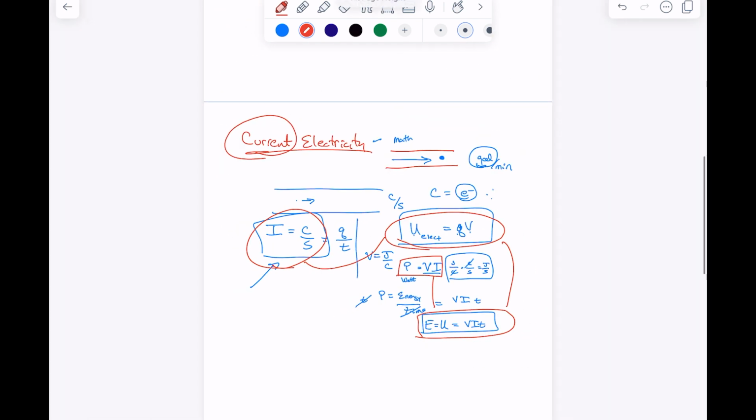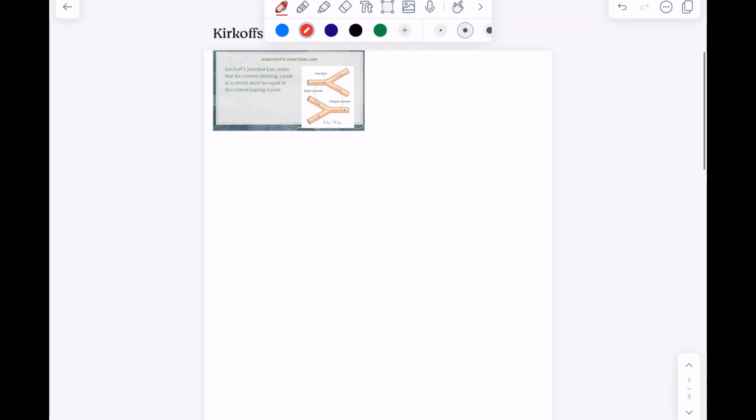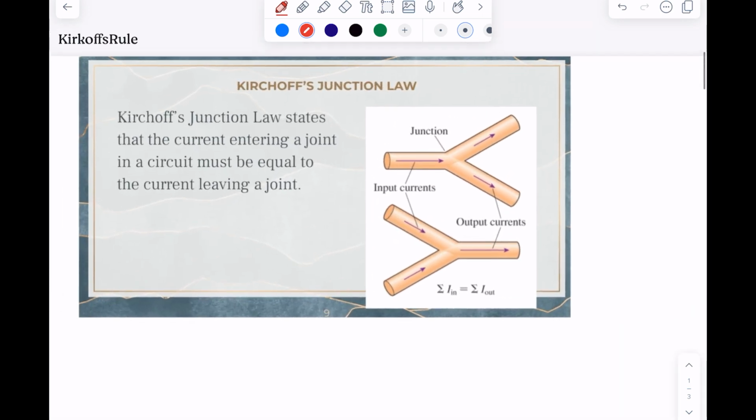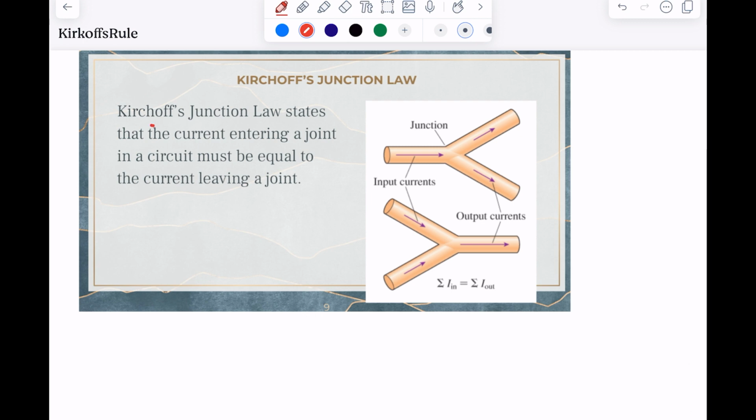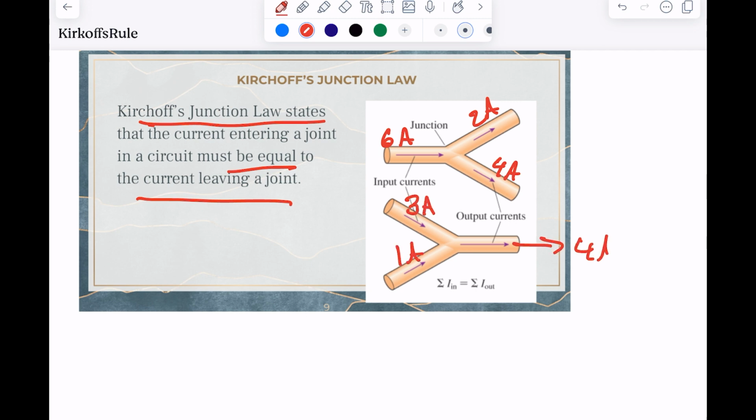And I'm going to finish off with a thing that we want to focus in on, something called Kirchhoff's rule. It's about current, and just something that actually totally makes sense. So here's Kirchhoff's junction law: the current entering a joint in a circuit must be equal to the current leaving a joint. So, a joint, that sounds weird. So let's say that this is coming in at 6 amps. What must come here is this could be 2 amps, and that makes this has to be 4 amps. Or whatever, right? Or if this is 3 amps and this is 1 amp, then this is going to be 4 amps. So the current in has to be equal to the current out.